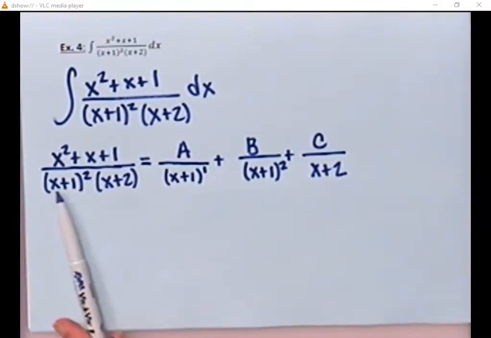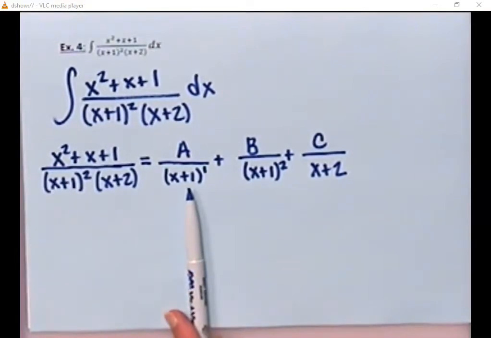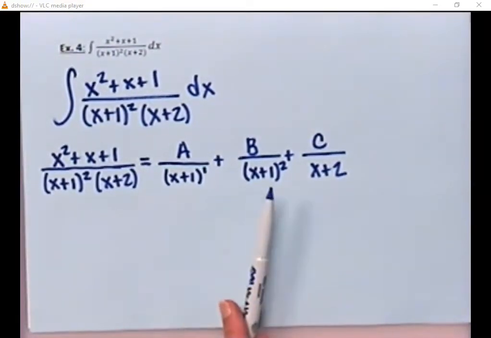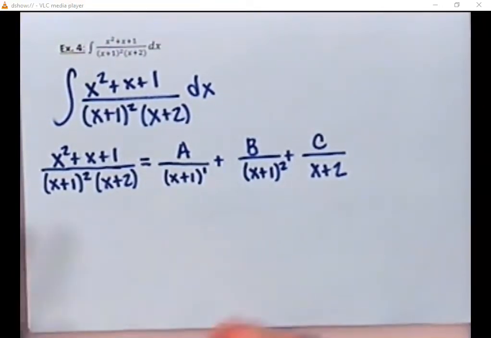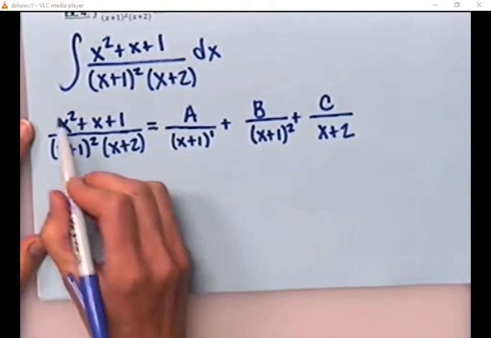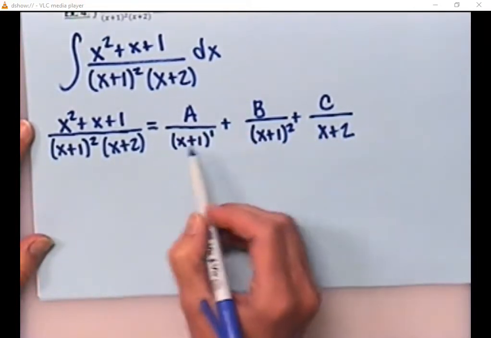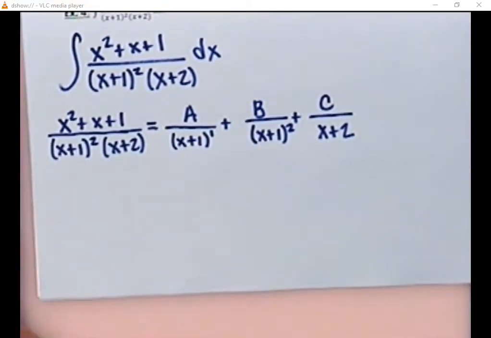So that's how we'll set this one up. Okay, so anytime it's repeated, you have to remember you have to have a fraction for its first power and then its second power. If it was to the third, then the third power as well. But luckily, there's only 2 here. Okay, so now I still need to go find these constants, right? So hopefully then I can integrate this. Hopefully, we'll see what happens here.